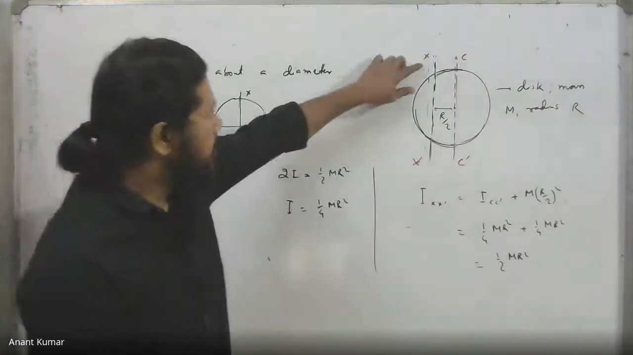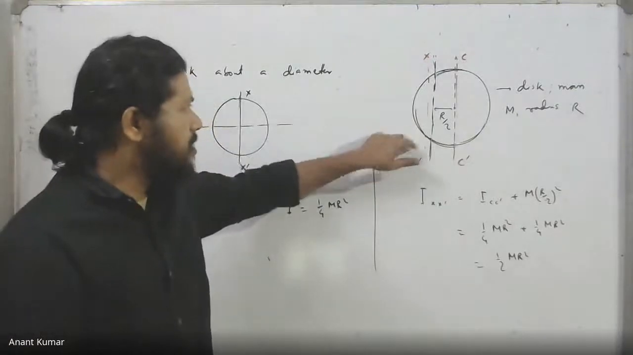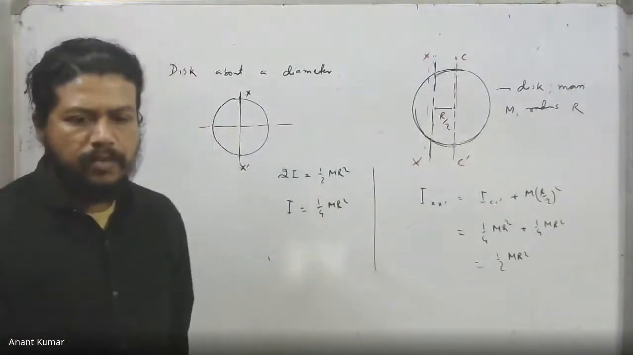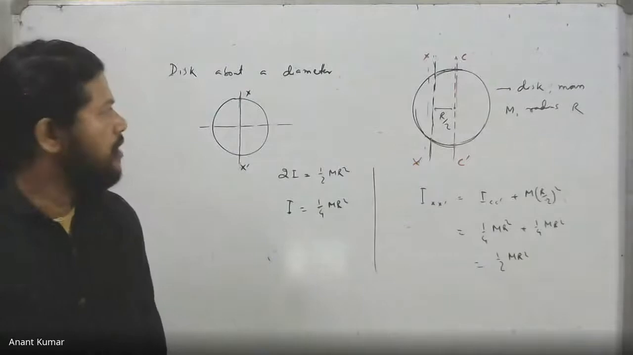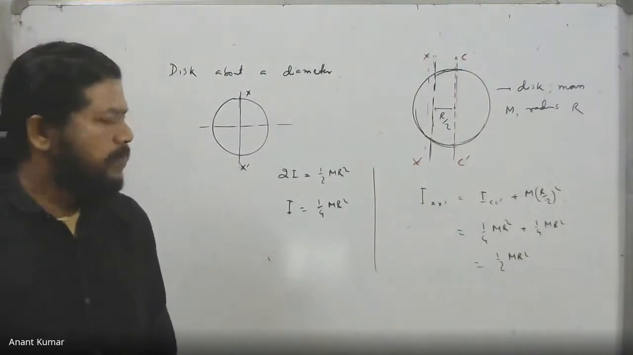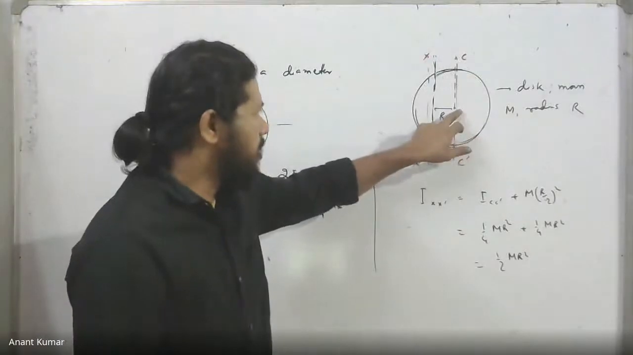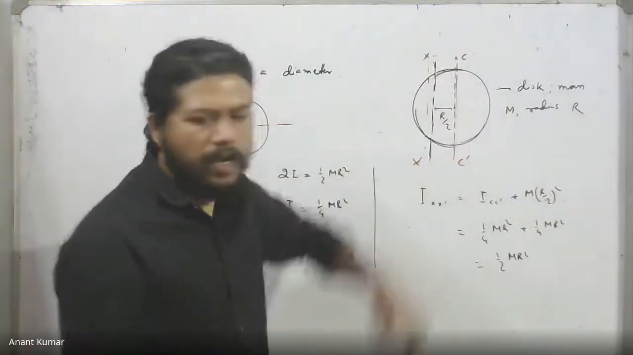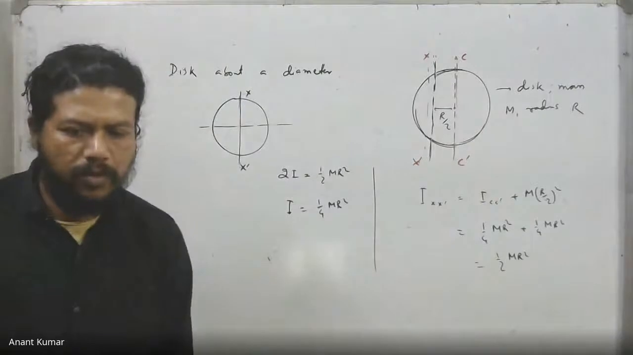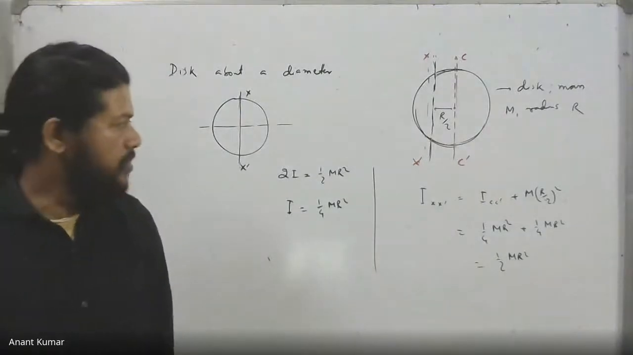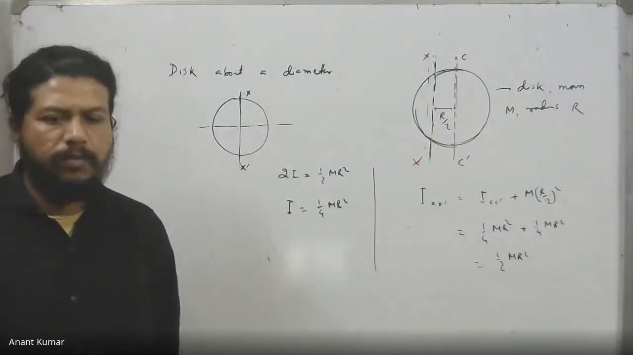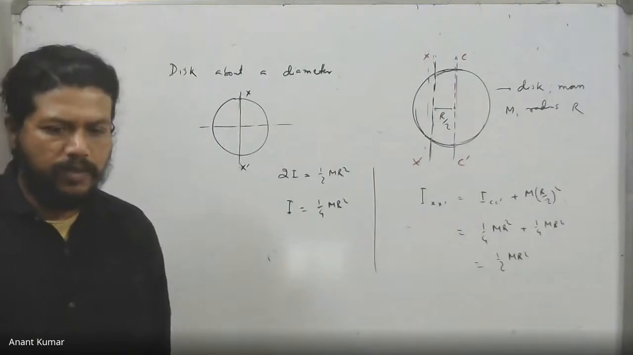I have to determine it about xx prime. So I first take an axis CC prime passing through the center of the disk. About that axis it becomes only 1 by 4 m r square. Then I just replace the entire disk by a point mass at the center, at a distance r by 2 from this one. So I get m into r by 2 whole square, which gives rise to m r square by 4 plus m r square by 4, giving us half m r square over there.